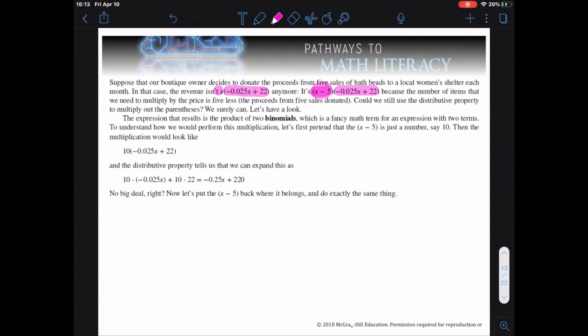So the expression that results is the product of what we call two binomials. Bi means two, and nomials just refers to them being polynomials. To understand how we perform this multiplication, let's assume the x minus 5 is just a number. Let's make it 10. So I would have 10 times this quantity. The distributive property tells you you'll take 10 times the first piece and 10 times the second piece, and you get exactly this. So we can treat the x minus 5 just like the 10. The 10 got distributed to both pieces. We're going to distribute the x minus 5 to both pieces.